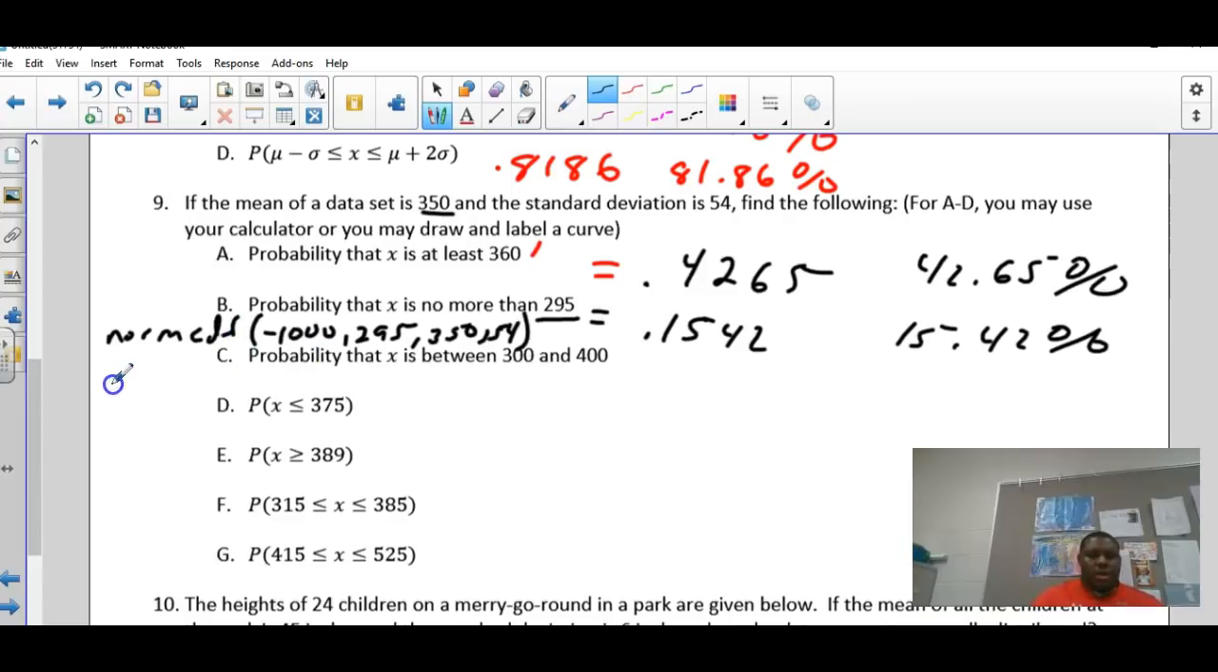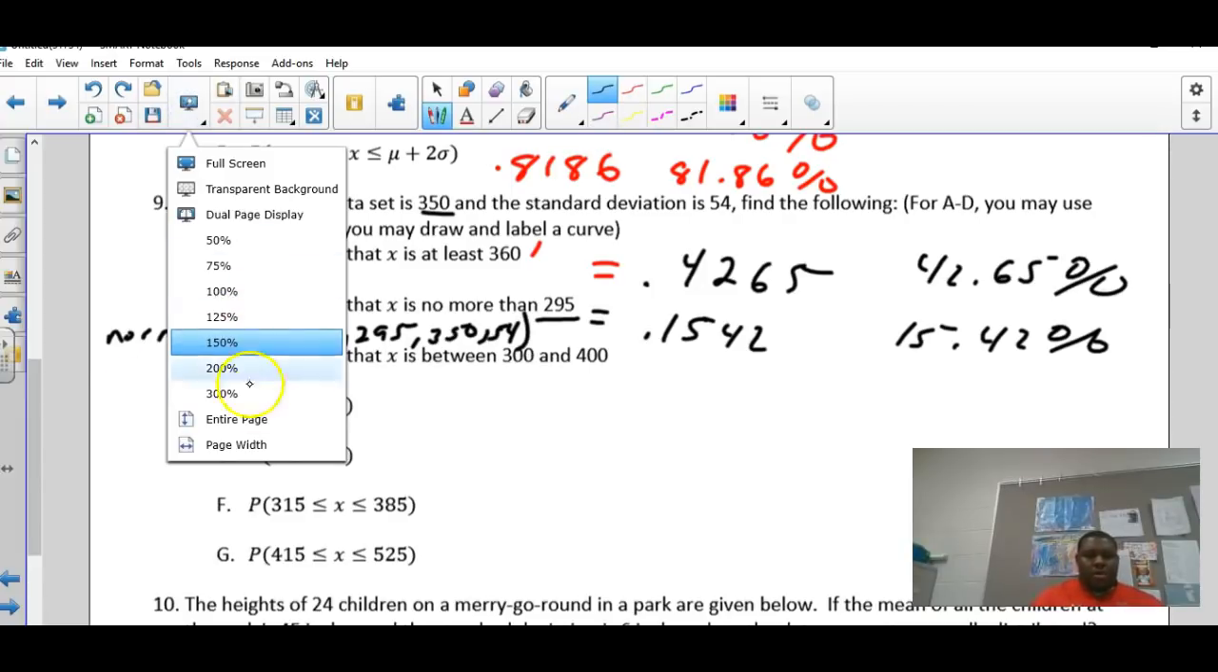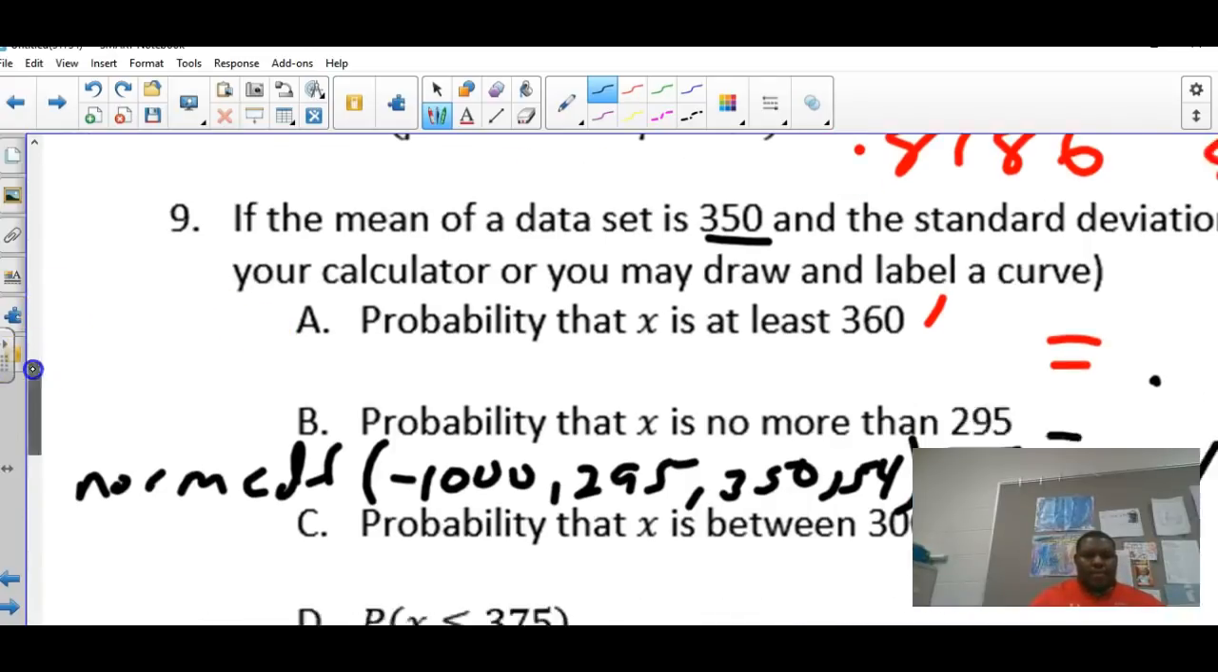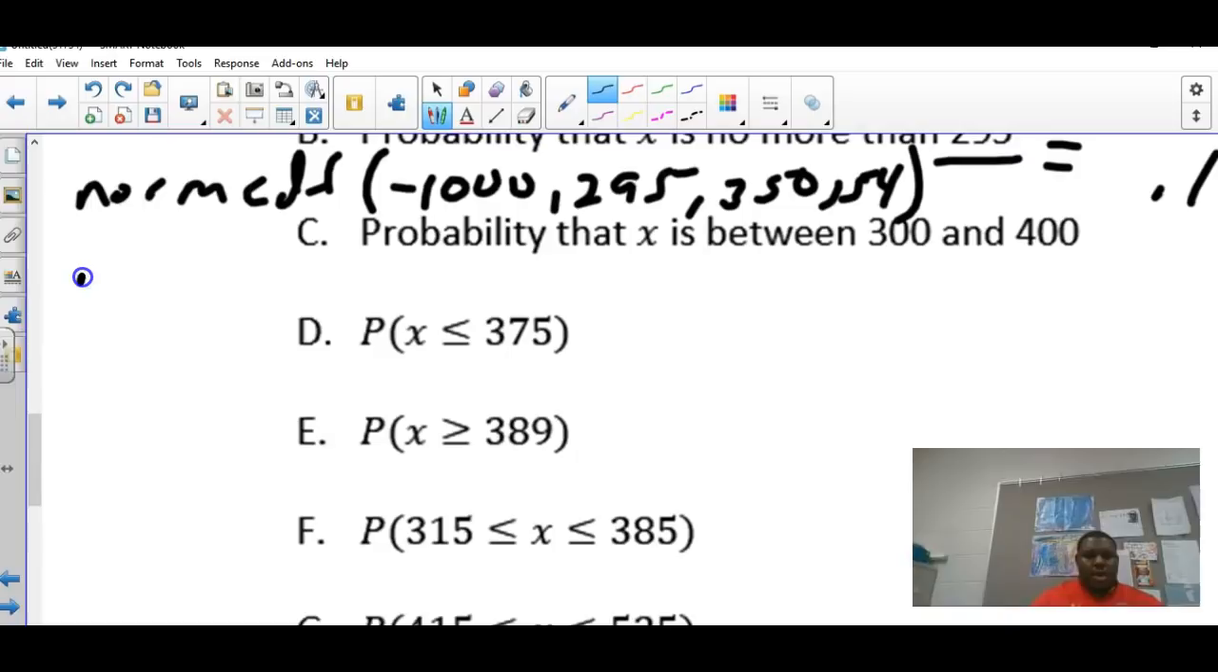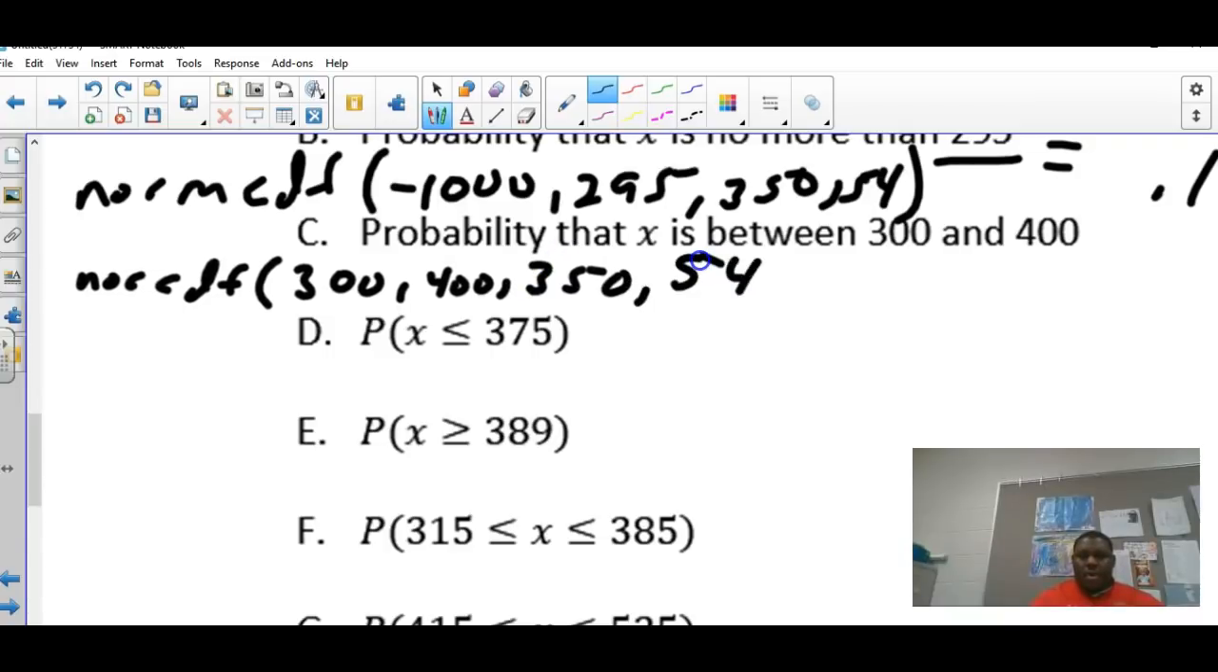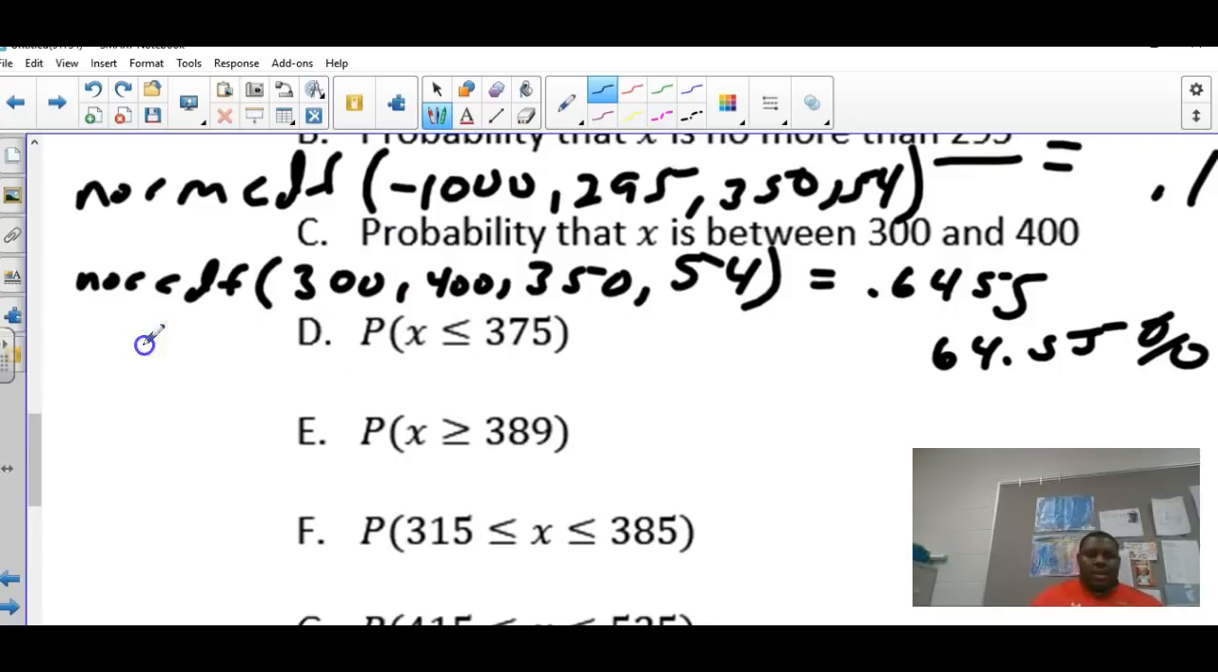For this one, let me make this a little bigger so I have more space to write. This one, you're going to have normal CDF between, so lower bound 300, upper bound 400, and again 350 and 54. Put that in, let's see what you get. You're going to get 0.6455, or 64.55%.